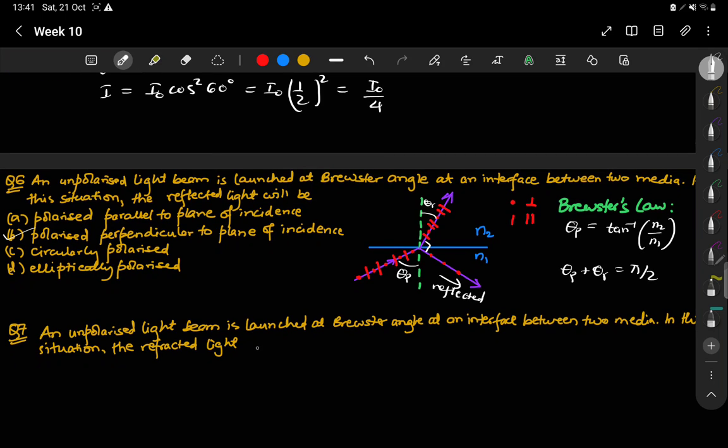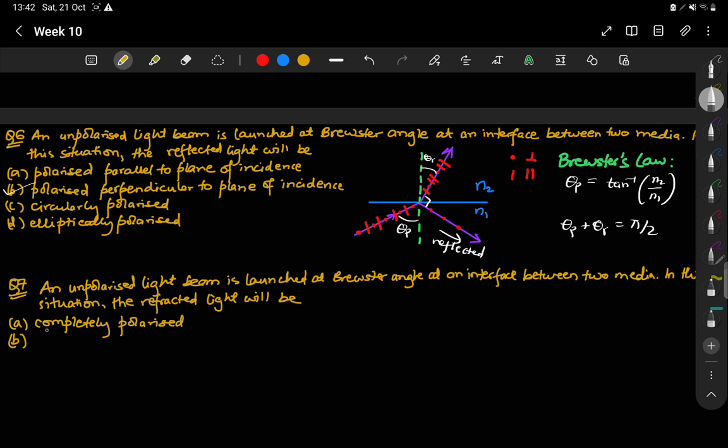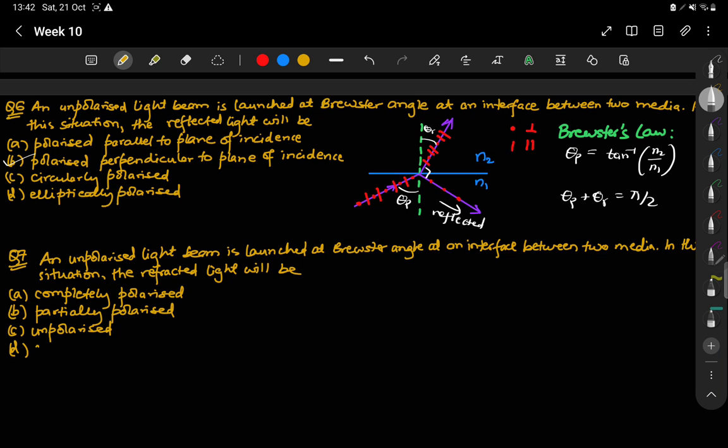Coming back to this question, this question is on refracted light. Again, a similar question as previously it was about reflected light, now it is about refracted light. Please take a few minutes to answer.